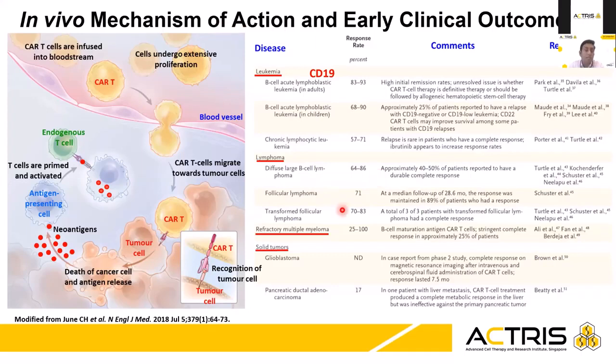So at this point in time, for leukemia and lymphoma, one of the key targets is CD19. And for refractory multiple myeloma, it is anti-BCMA. Later in the presentation, I will again speak about some of the other targets that are being developed.